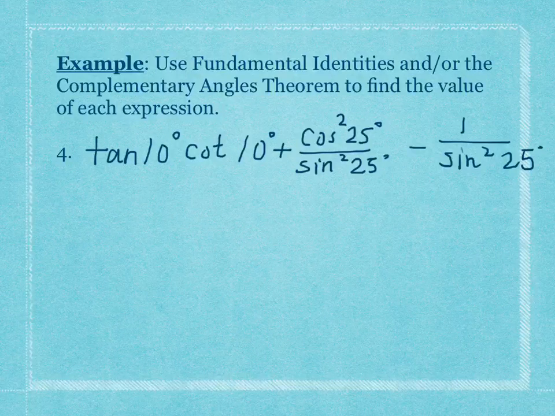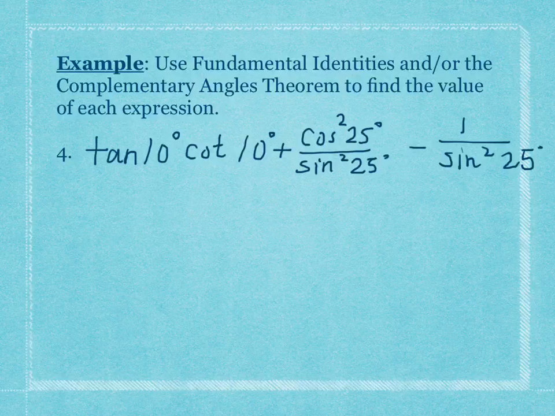Sorry about that. All right, so we have these fundamental identities. That's reciprocal, Pythagorean, and quotient identities. And then we have these new identities that I just introduced last slide, which are the cofunction identities. So let's take a look here. Tangent 10 degrees, cotangent 10 degrees. What does that simplify to if you multiply those?